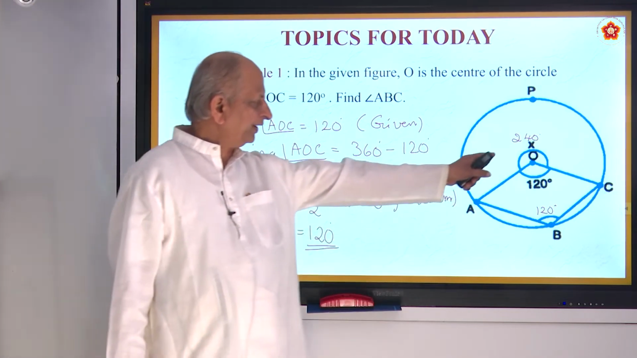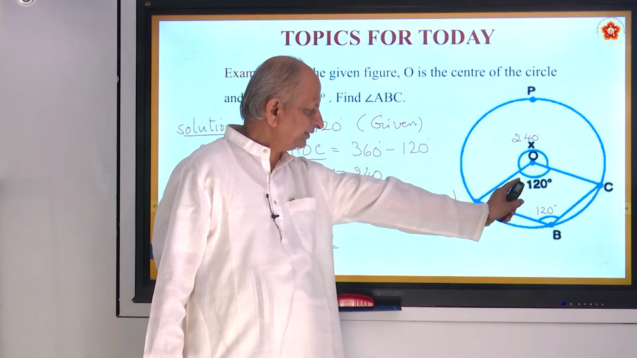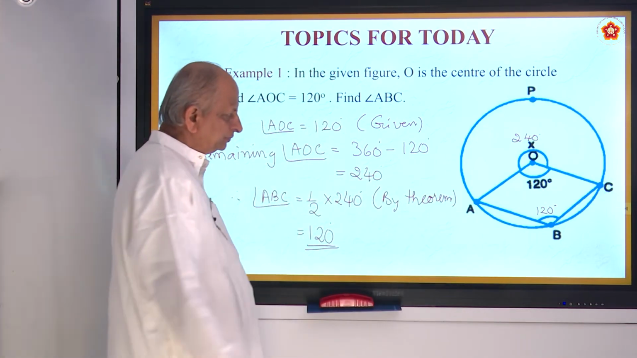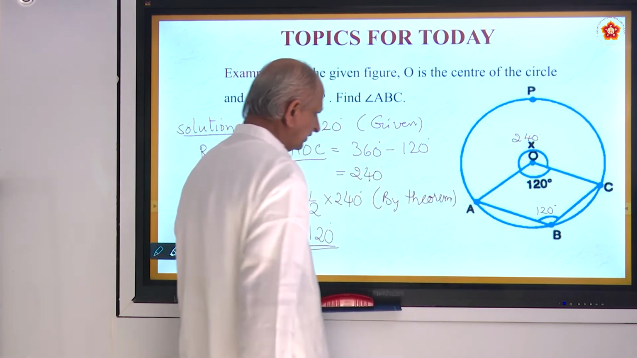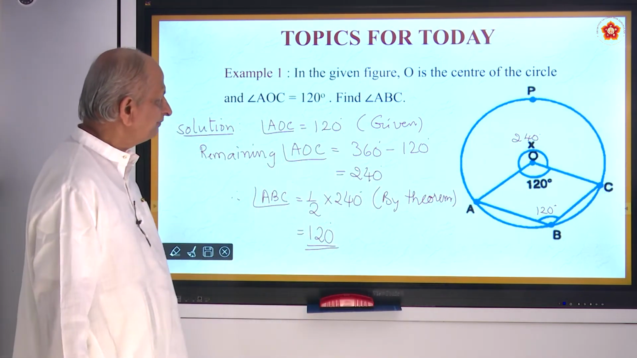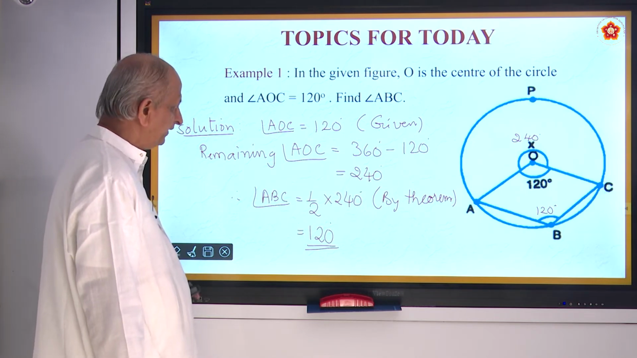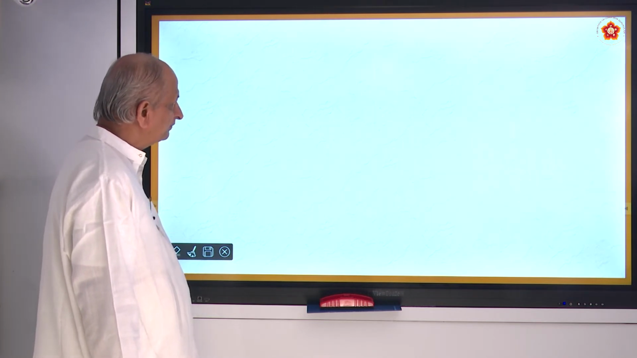How do you get 240? Total is 360. In that you subtract 120. You got 240. So half of that is 120. Right? That's all the question. Is it alright? Taken down? Very happy. We'll go to the next question.